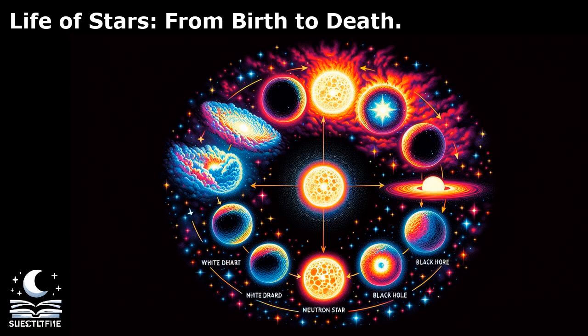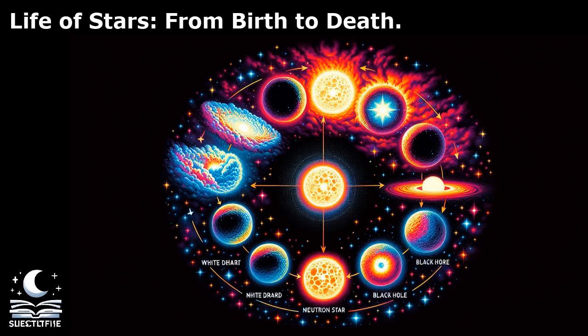Neutron stars are the remnants of massive stars that have undergone a supernova explosion. During the explosion, the core collapses and protons and electrons combine to form neutrons. Neutron stars are incredibly dense, with a mass greater than the Sun, but squeezed into a sphere only about 10 kilometers in diameter. They rotate rapidly and emit beams of radiation, known as pulsars.